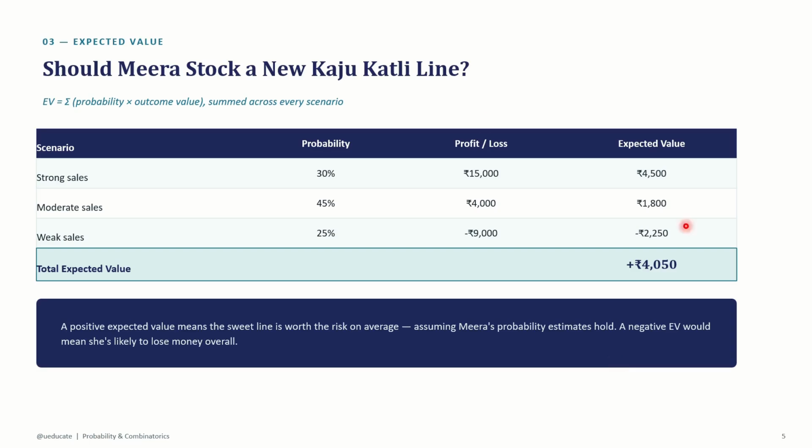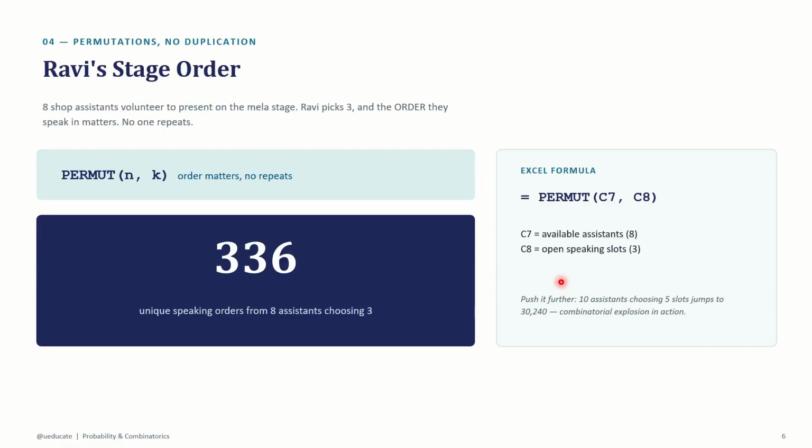So this is how we calculate the expected value. And next we have permutations with no duplication.